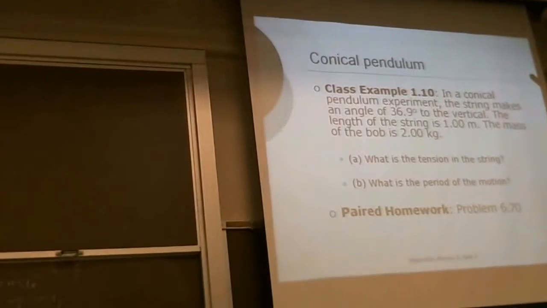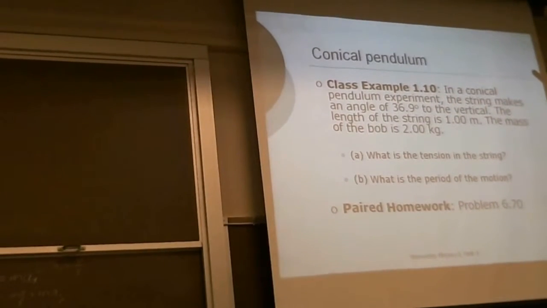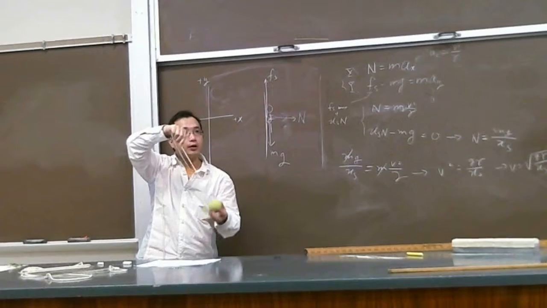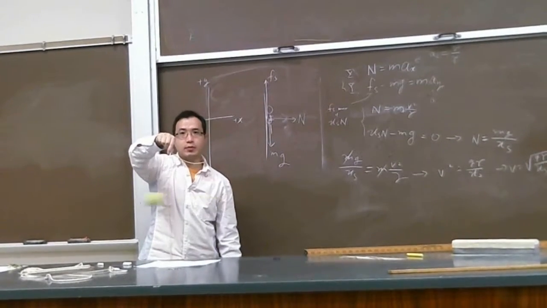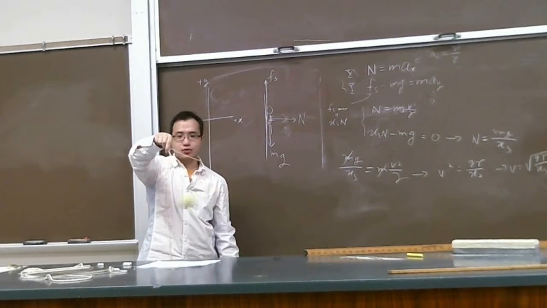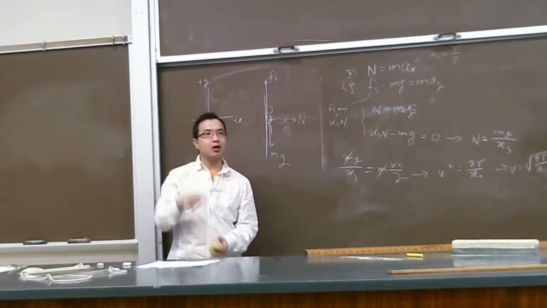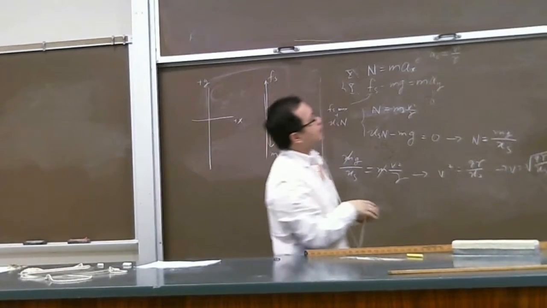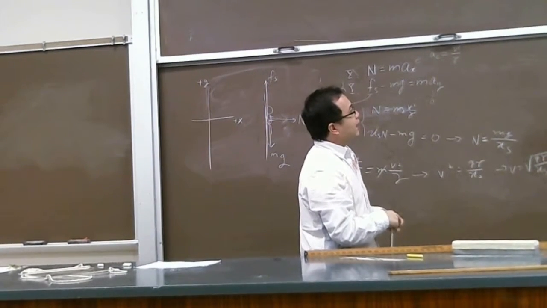If I have a pendulum like that and let it swing back and forth along a line, along a plane, that is an ordinary pendulum. But if I make it rotate like this, it is called a conical pendulum. So it forms a cone like that. Okay, the string. And in this case, you want to find the tension and the period.